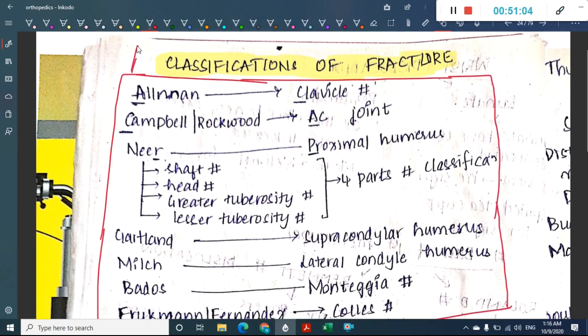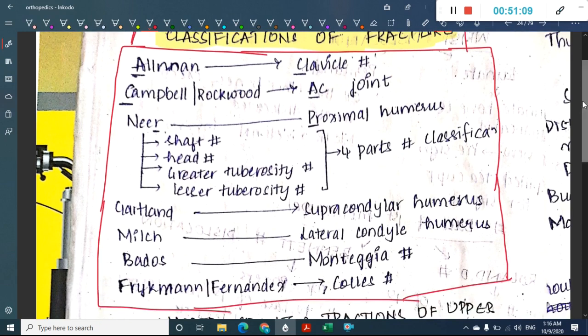This Neer's classification is also called the four-part fracture classification, where Neer has divided the proximal humerus fracture into four parts, that includes shaft fracture, head fracture, greater tuberosity fracture and lesser tuberosity fracture. Then we have Gartland classification for supracondylar fracture, Milch classification for lateral condylar fracture, Bado's classification for Monteggia fracture, Frykman or Fernandez classification for Colles fracture. You should remember all of them, okay.